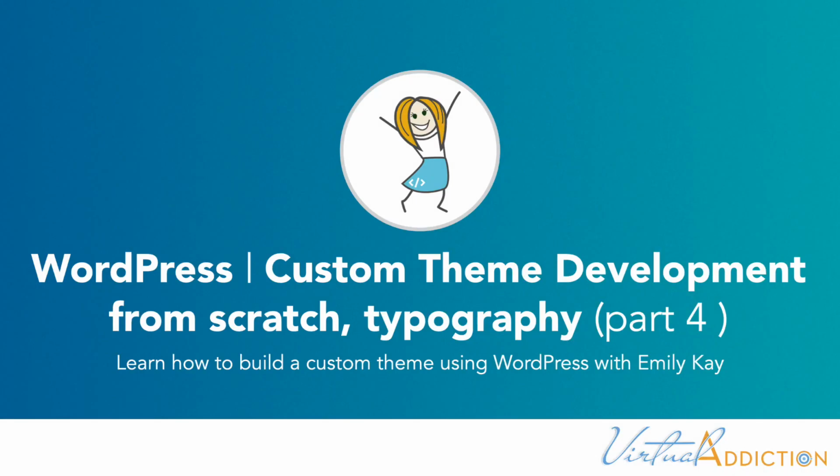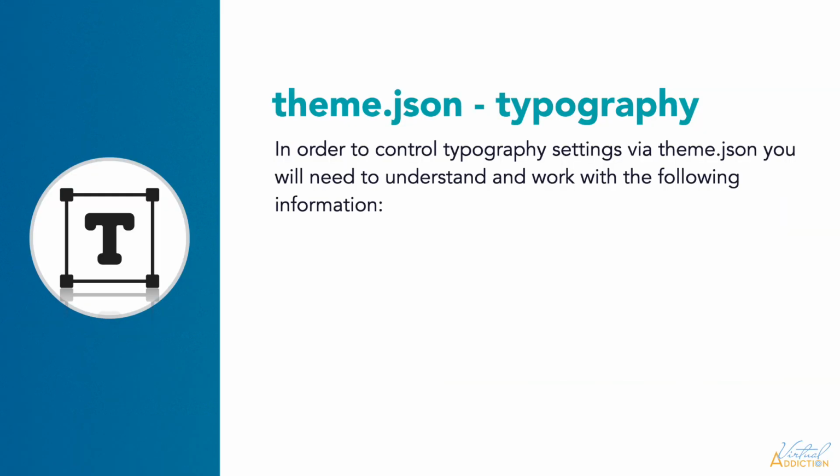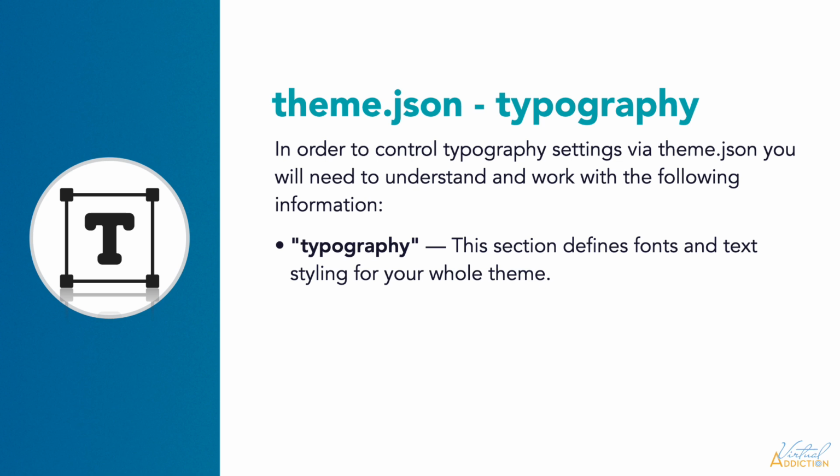This is part 4 of Custom Theme Development. In this exercise, we'll be focusing on typography. In order to control type via the theme.json file, you're going to need to understand and work with the following information. Typography is the section that defines fonts and text styling for your whole theme.